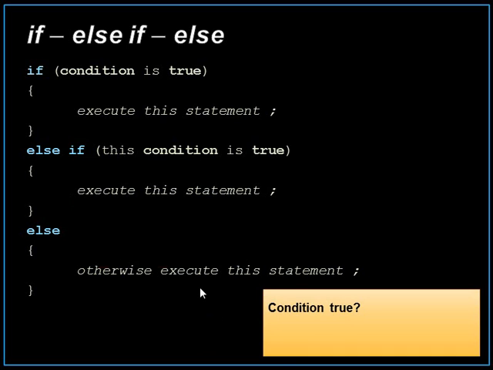Now, it checks if this condition is true; if it is not, then it goes to the next else. Once a condition is true, the other conditions below it, the rest of the else ifs, are not checked. They are directly skipped. That's the case.